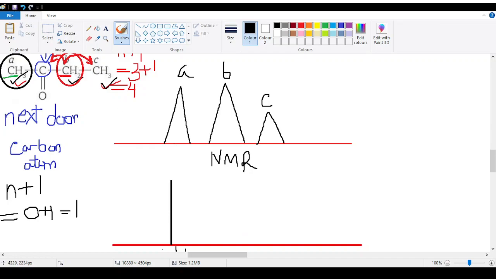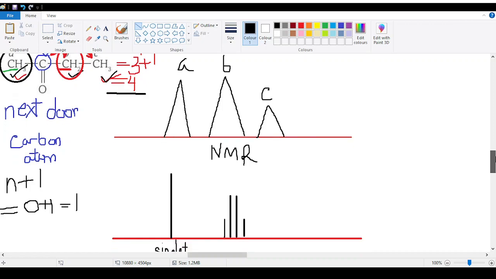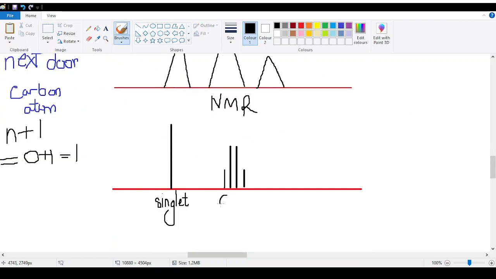Remember, we are still considering only the hydrogens inside the red circle. For them, the peak that you get will have 4 splits, all right? It will look something like this. Why 4 splits? Because the value was 4. As simple as that. I will not go into more details and make this any more confusing, because we don't need to know the details. And this is known as a quartet.